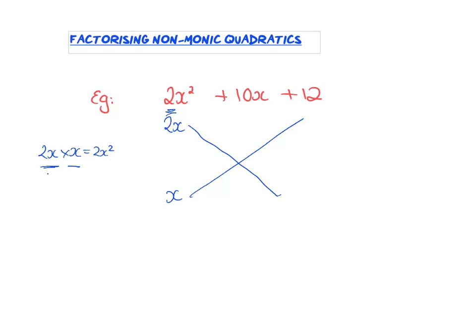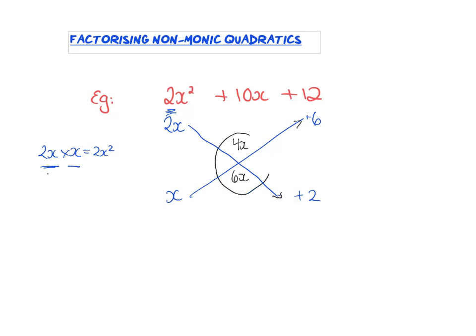So 6 and 2, let's try 6 and 2. Because it's positive 12, it would have to be positive 6 and positive 2. Is that correct? Yep. So let's test them. Remember, you have to multiply across those lines. So 2x times 2 would be what? 4x. And what's x times 6? 6x.